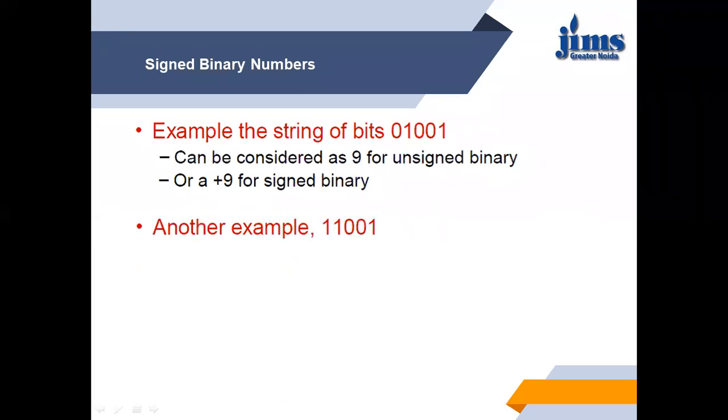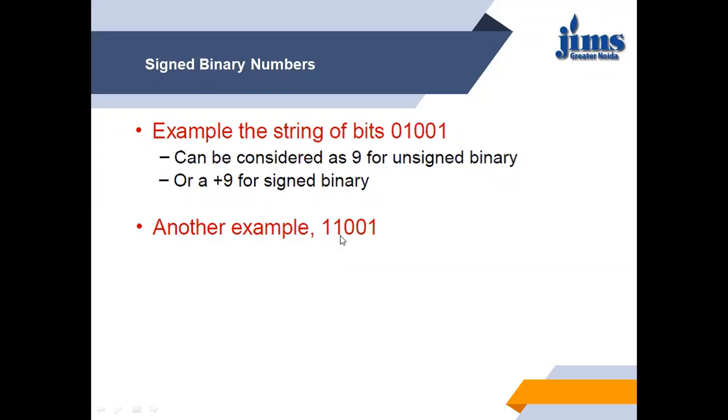Now take another example. Say a number is 11001. When we convert this number into decimal, it will be 1 into 2 to the power 4, plus 1 into 2 to the power 3, plus 0 into 2 to the power 2, plus 0 into 2 to the power 1, plus 1 into 2 to the power 0. So here, this 1 is equivalent to 1, this is 8, this is 16.